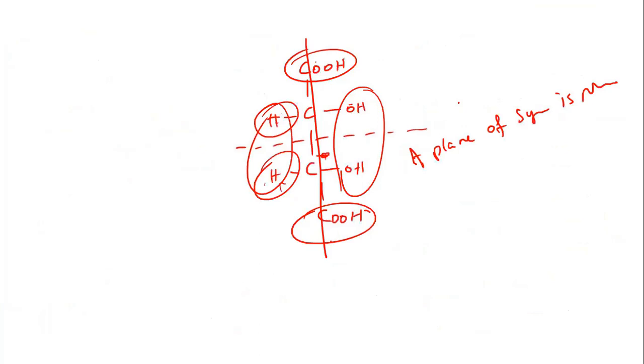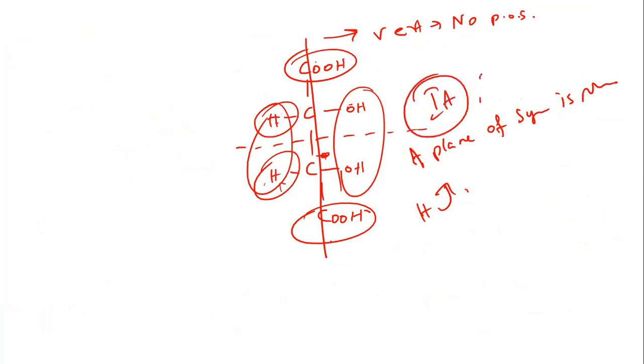But here, we don't have a plane of symmetry in the vertical position. Vertical, no plane of symmetry. But in the horizontal, we have a plane of symmetry. Because we have a plane of symmetry, at least in the horizontal plane, this guy is optically inactive. Okay.